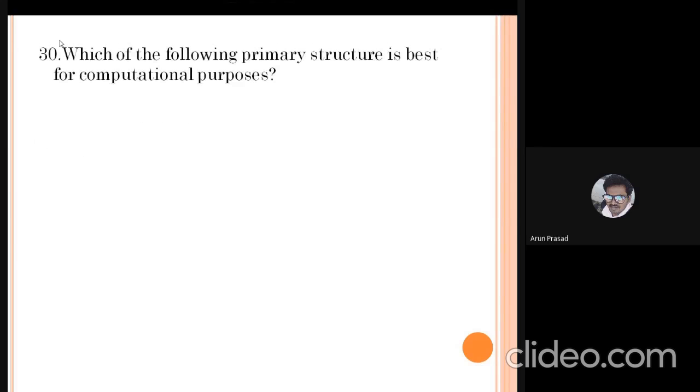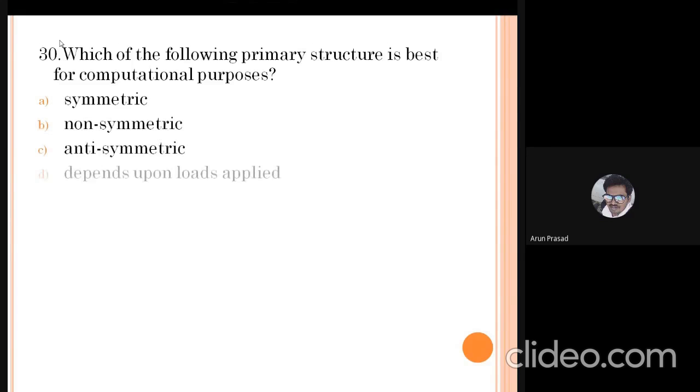The next one: which of the following primary structures is best for computational purposes? Symmetric, non-symmetric, anti-symmetric, or depends upon the load applied. The answer will be symmetric. A symmetric primary structure is easier to use for calculation or analysis, and the calculation part will be easiest.